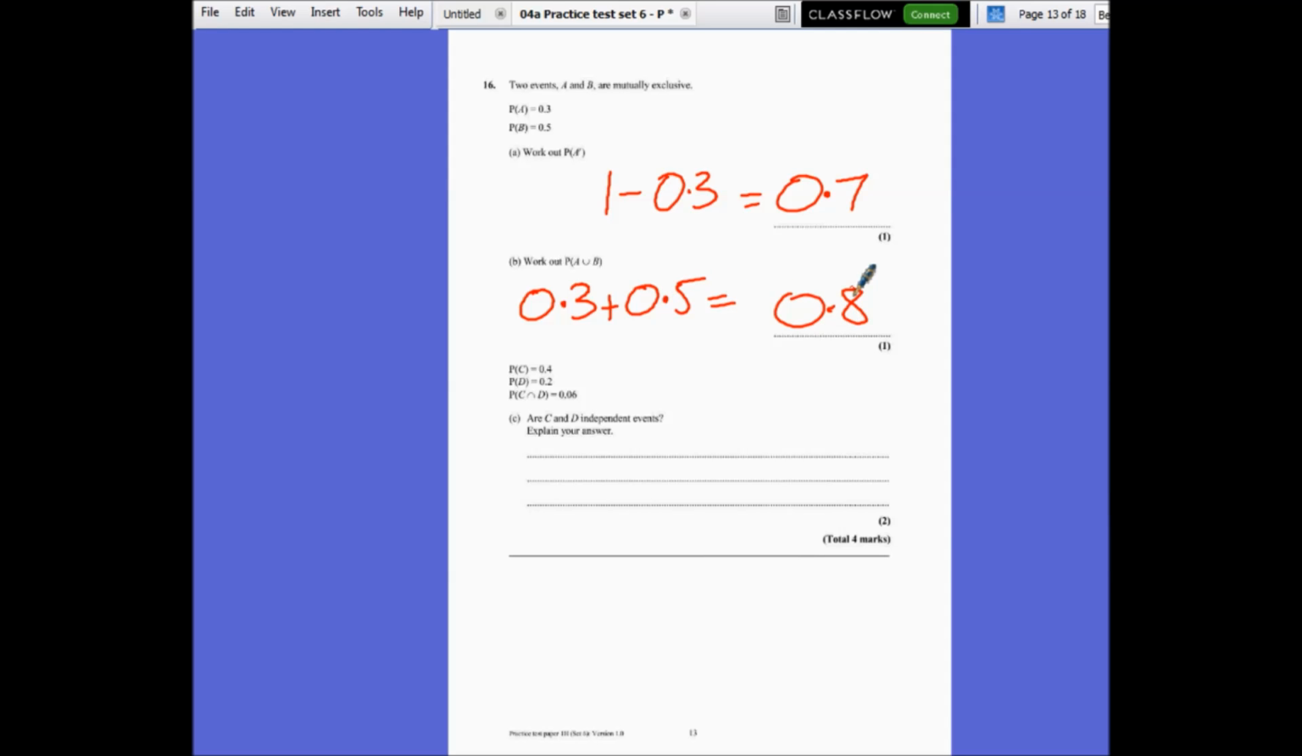It says the probability of C is 0.4 and the probability of D is 0.2. The probability of C intersection D is 0.06. Are they independent? Well, to find an intersection, we would do 0.4 times 0.2, and that will give us 0.08. If they're independent, this is what the probability should be, and it's actually 0.06, so they can't be independent.